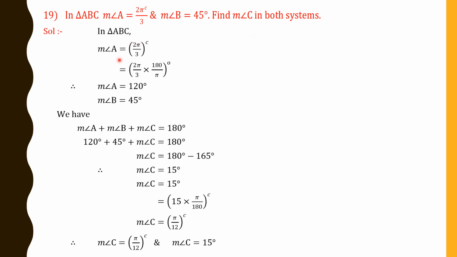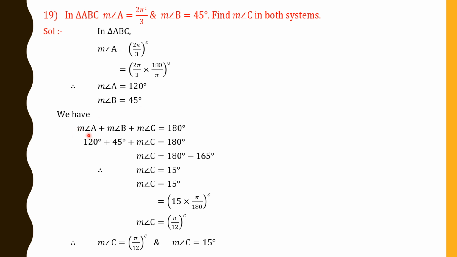In triangle ABC, measure of angle A equal to 2 pi divided by 3 radian. Convert into degree, multiply by 180 divided by pi. Here pi cancel, 3 into 6, 18. There is 60, 60 into 2, 120 degree. Therefore, measure of angle A is 120 degree. We are given measure of angle B is 45 degree.